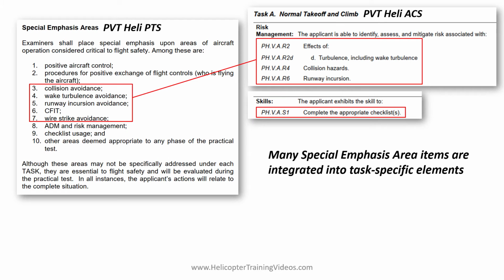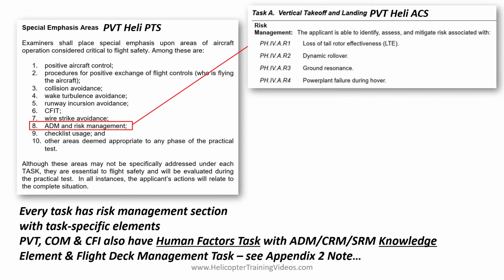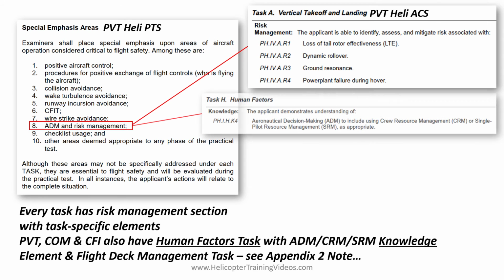Here's an example of, again, the private pilot helicopter PTS versus the new ACS. You can see here we have some of the sections in that special emphasis area: collision avoidance, wake turbulence, runway incursion, CFIT, wire strike. Those are being fed into risk management sections throughout the tasks. Checklist usage is also another one that's spread throughout the flight tasks. ADM and risk management, again, we've got our own risk management section.